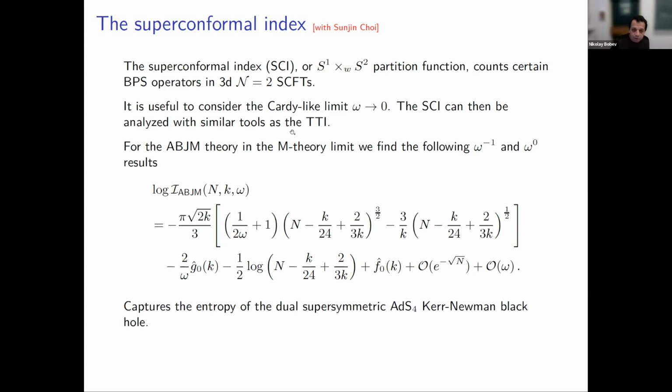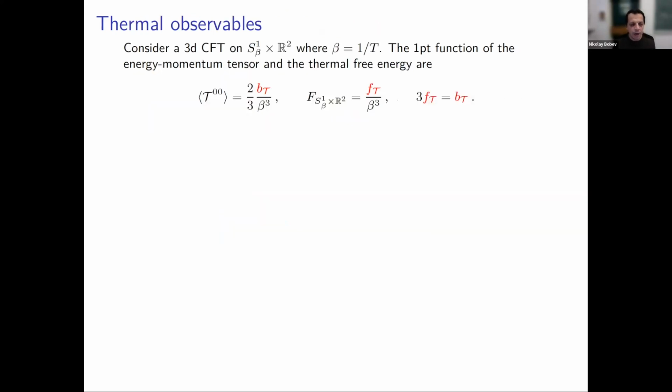The claim to fame of this index is that it captures the entropy of another black hole, the extremal Kerr-Newman black hole in AdS. So in the limit of a small angular velocity, this result at large n agrees with the entropy of the Kerr-Newman black hole. And again, I can do this for all these other N=2 theories I showed you about. Okay, final slide.